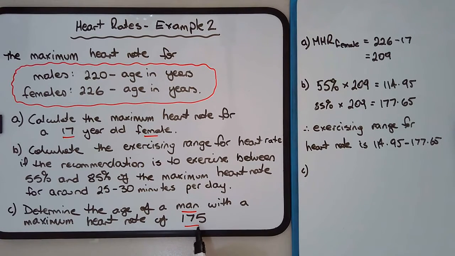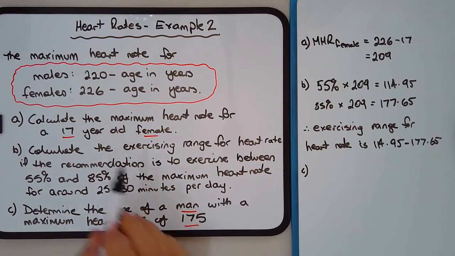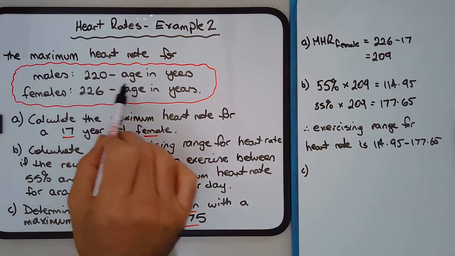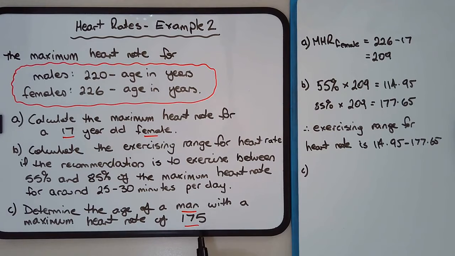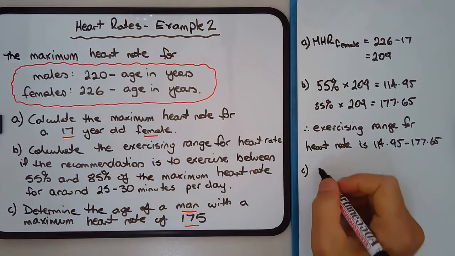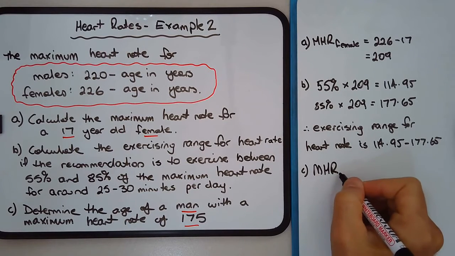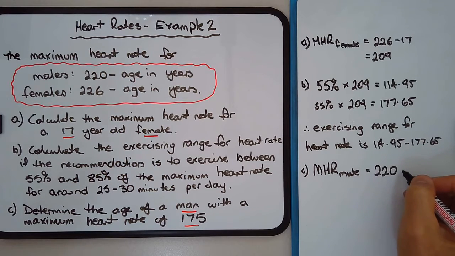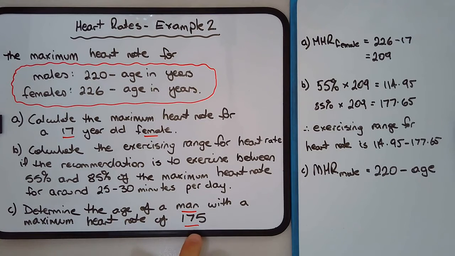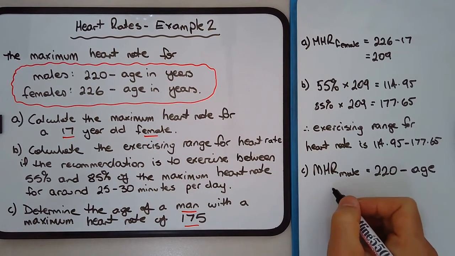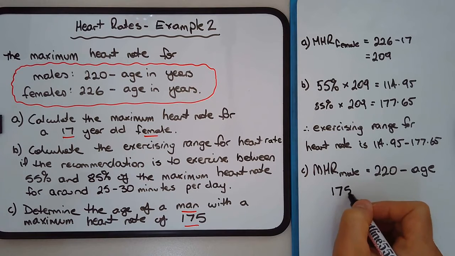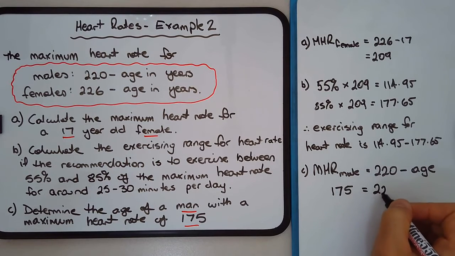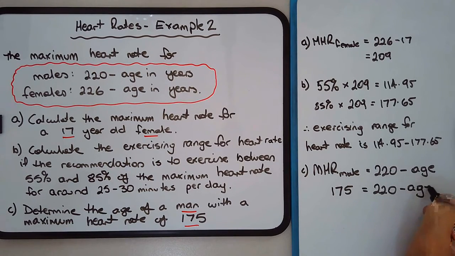First of all, it's a man, so we need to use the first formula, 220 minus age in years, and the maximum heart rate is 175. So maximum heart rate male is equal to 220 minus age. Now we're given the maximum heart rate's 175, so 175 is equal to 220 minus age.